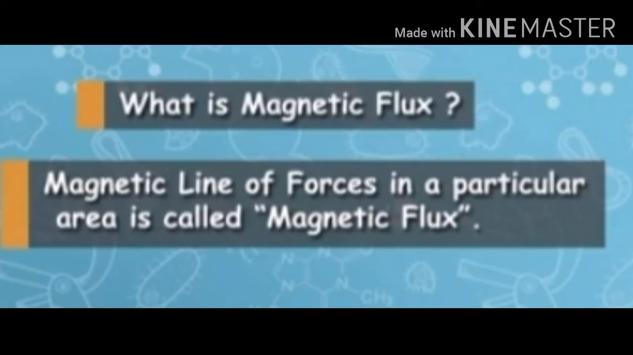And what is magnetic flux? Magnetic lines of force in a particular area is called magnetic flux. A magnetic flux भनेको चाहिँ के रहेछ? It's the magnetic lines of force in a particular area, called magnetic flux. This you have to remember.